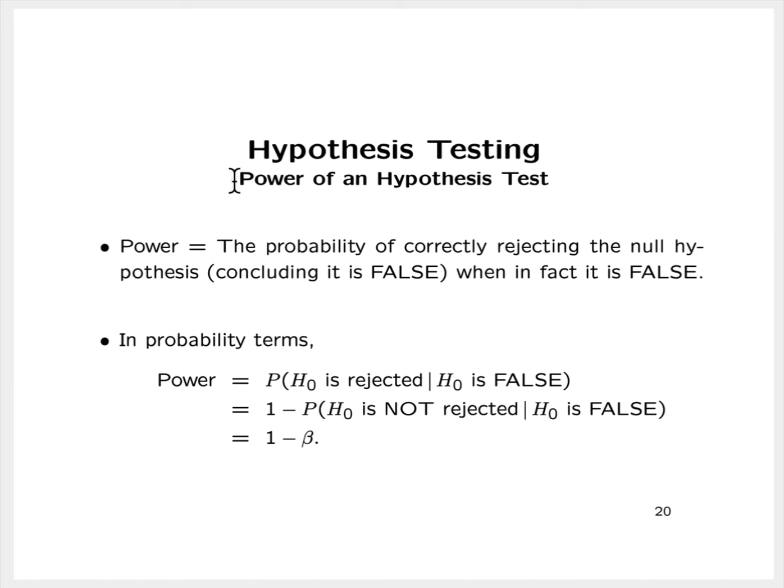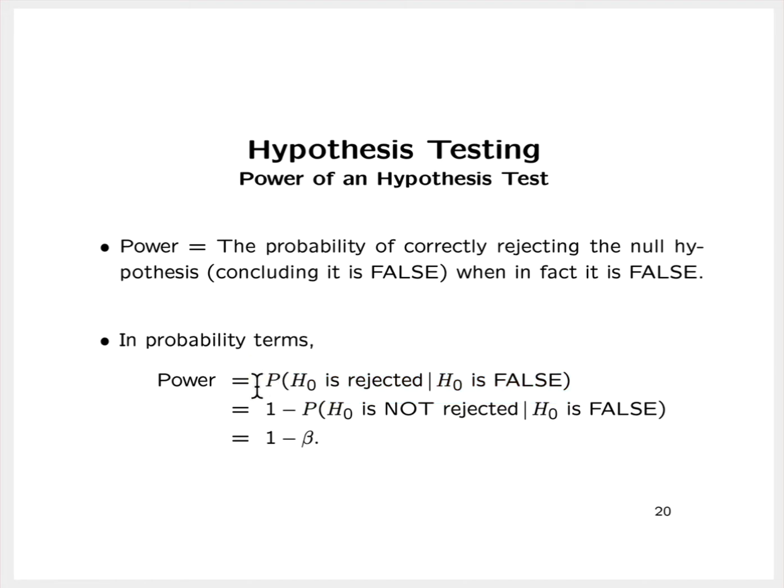Now there's also a characteristic of a hypothesis test called the power. Power is the probability of correctly rejecting the null hypothesis. In other words, concluding it's false when in fact it is false. So power is a conditional probability, just like alpha and beta were conditional probabilities.